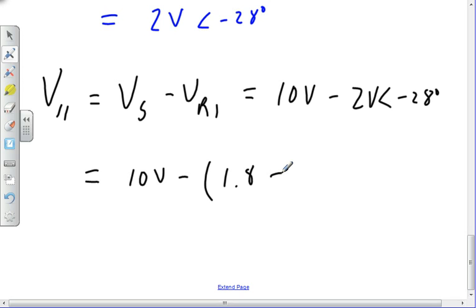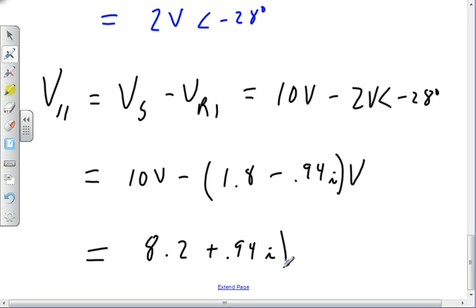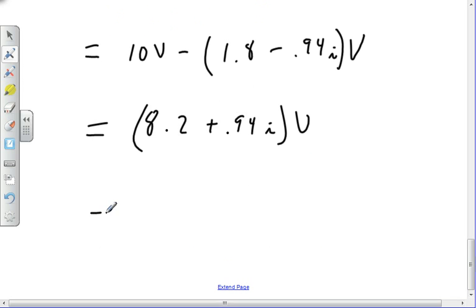10 volts minus 1.8, minus 0.94 I volts. Okay, so I'm going to have 8.2 plus 1.94 I volts, and then I want to change that back into polar form for the voltage across the parallel path: 8.2, XY key, 0.94, equals, third function, change to polar, 8.25.